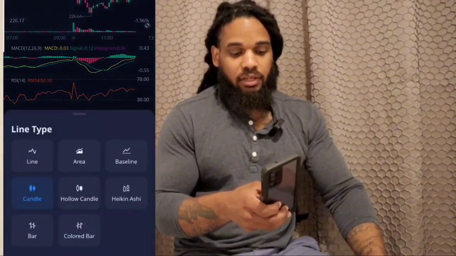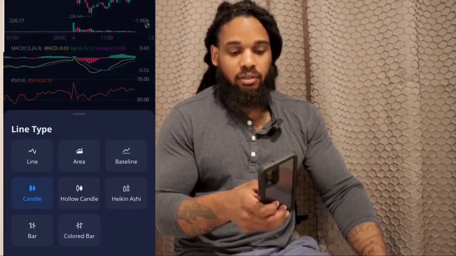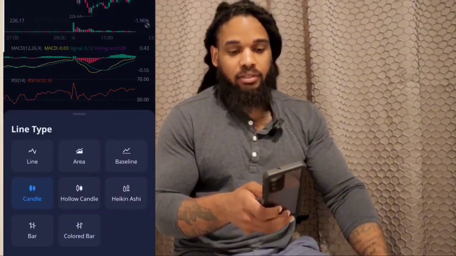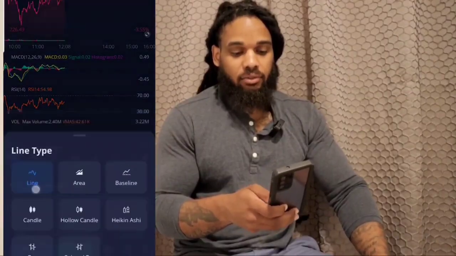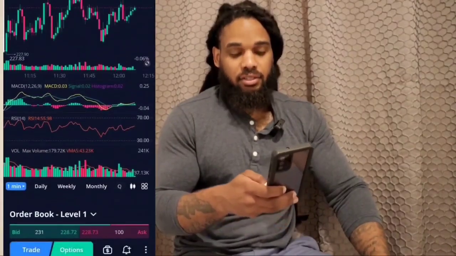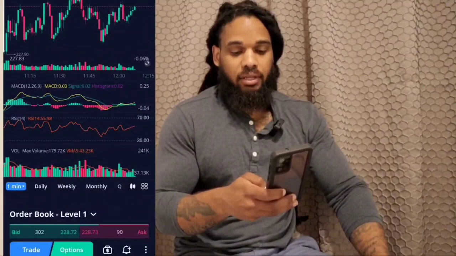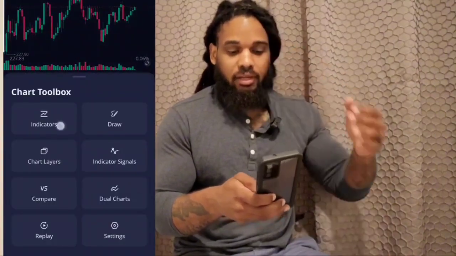When you click on it, you could change from a candle chart to a line chart, just like that. And you could change it back if you like the candle version. In addition, you also have a button next to that button where you could look at indicators.